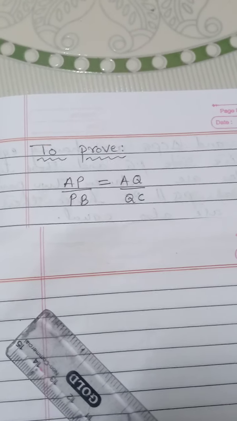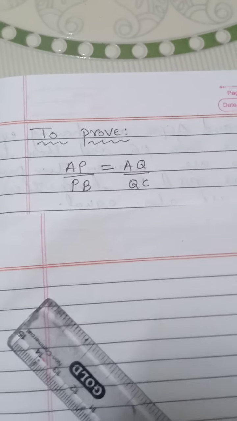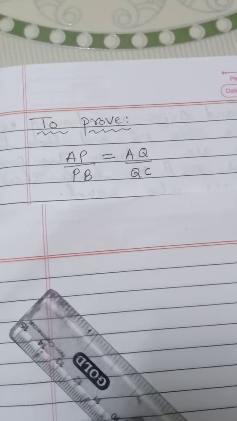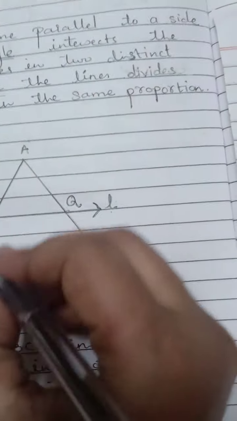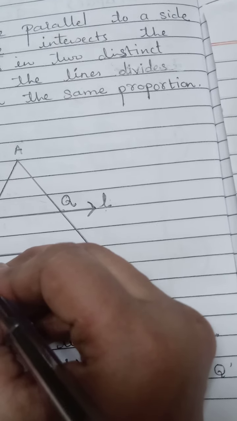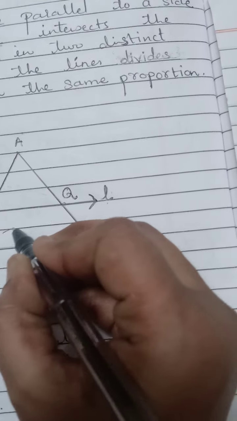So before starting with the actual proof, now we're going to see the construction. What is the construction we're going to do? See here, the simple construction is that we have to draw segment BQ as well as segment PC.